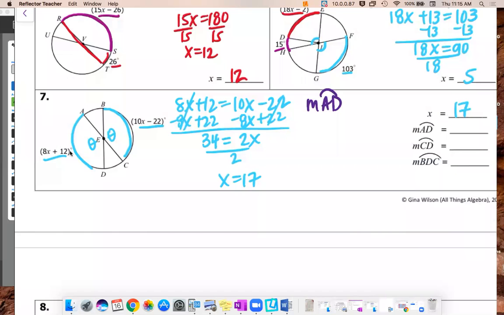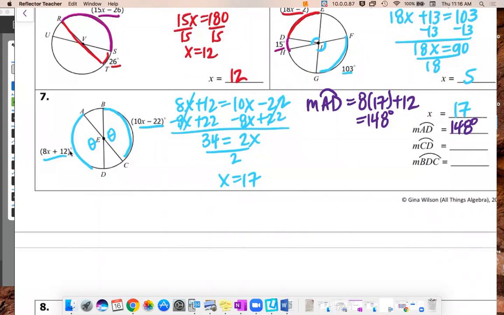So you know arc AD is equal to this. So I'm just going to plug the x value I got into that equation right there. So 8 times 17 plus 12. If you plug that in your calculator, this gives you 148 degrees. So that arc is 148 degrees. Remember, when we're doing arcs, you just want to put degrees on there.